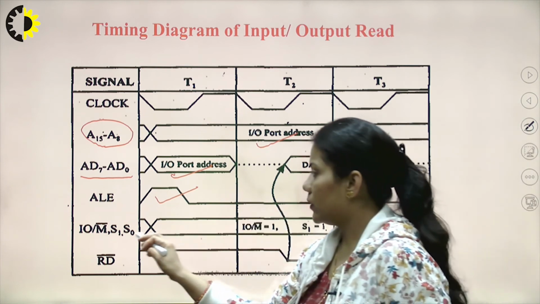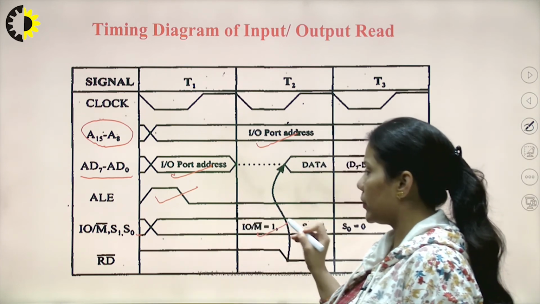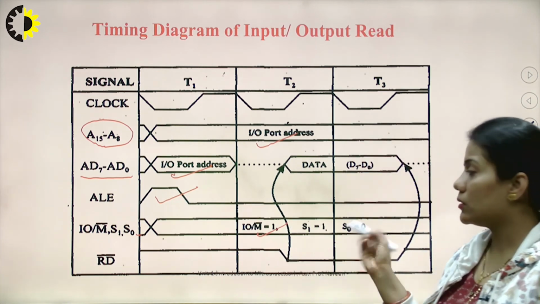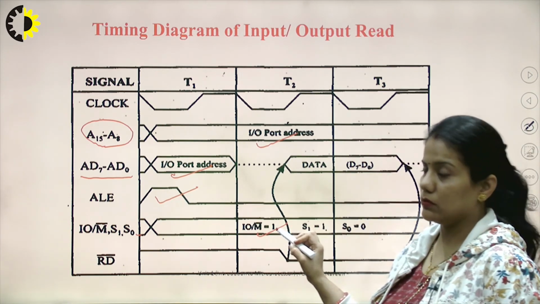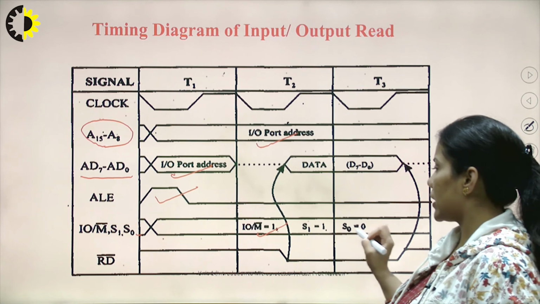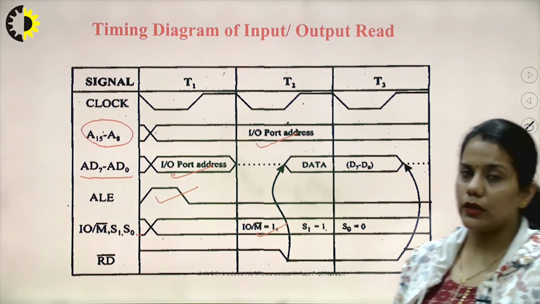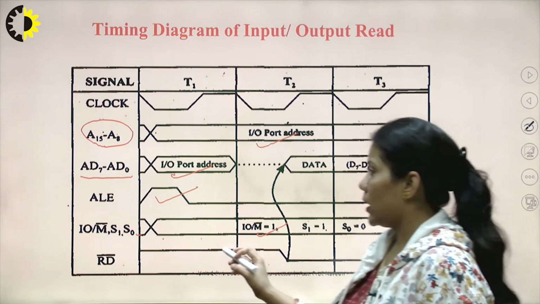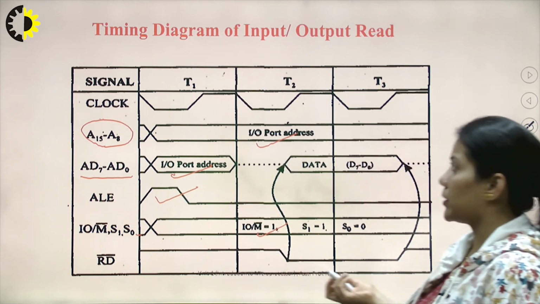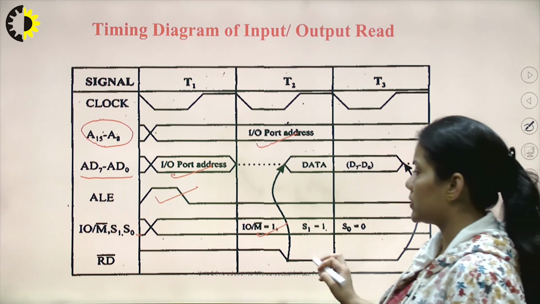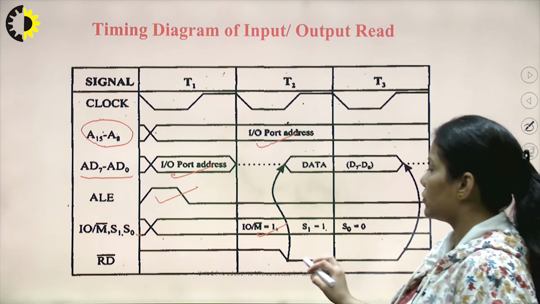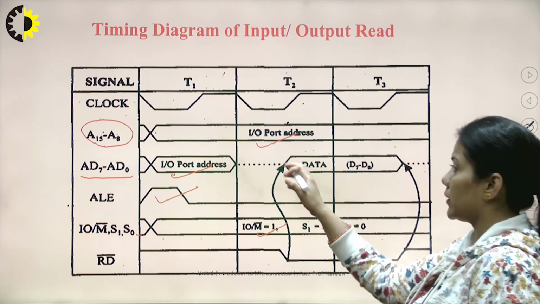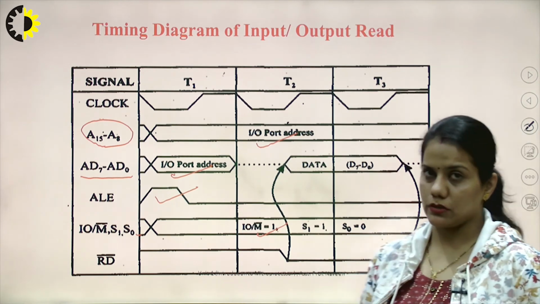Then about the status signals, IO/M-bar, since this is the input output operation, is placed high. Then S1 and S0: we already know that during the read operation S1 is 1 and S0 is 0. Since this is the read operation, the read signal has to be activated. So during the T2 and T3 states, it is activated during the data read operation.